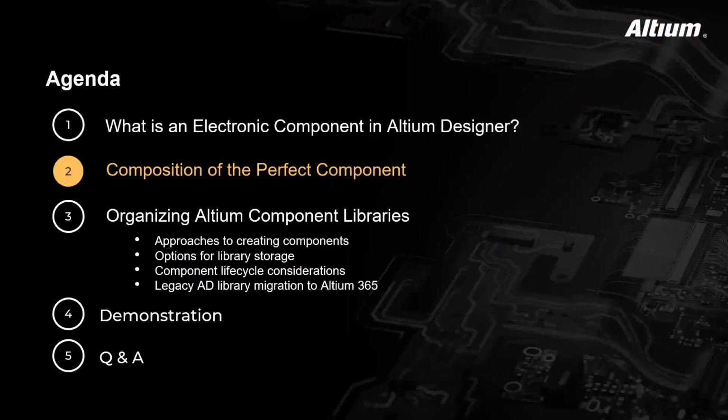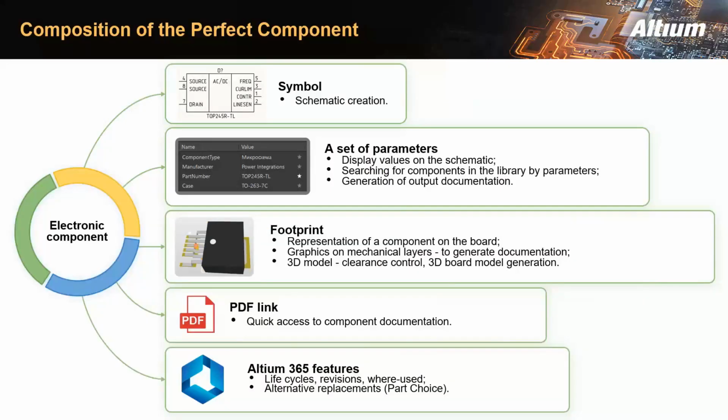Now, let us talk about what the optimal component should contain. The component composition depends on the requirements of the particular company, but most often it contains the following set: a schematic symbol, a representation used in creating schematics and connections between components, and a set of parameters. Parameters can be used to display values on the schematics and to search for components in the library. Also, they can be used to generate a list such as a bill of materials.